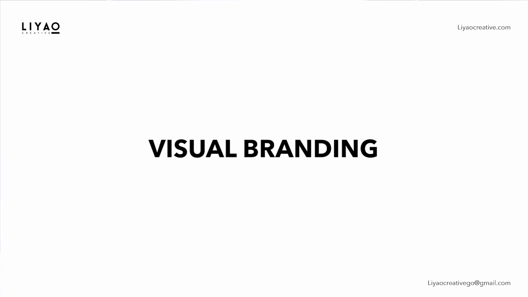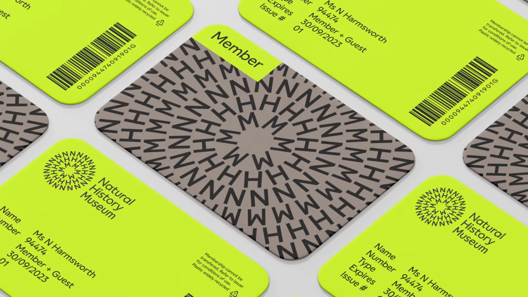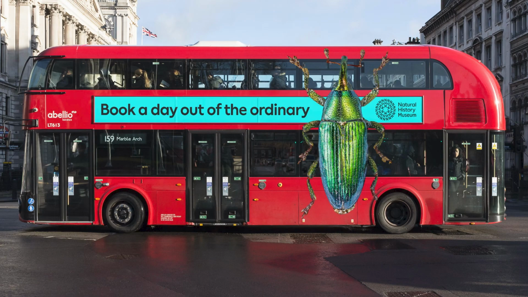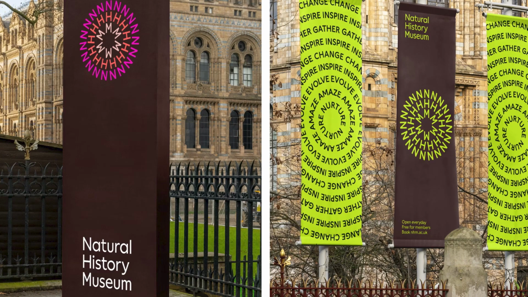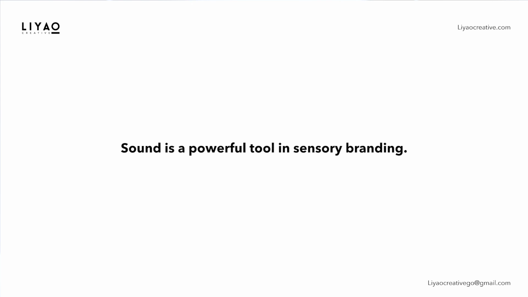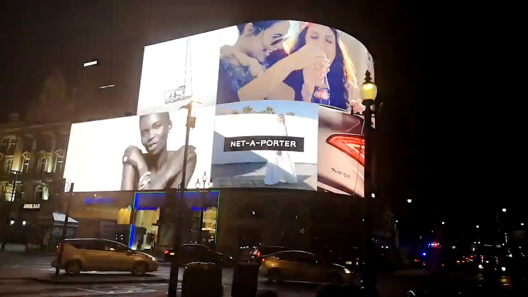Number 1, visual branding. This is the foundation of any branding strategy. Logos, colors, typography, and design elements play a crucial role in creating a visual identity that represents the brand. Number 2, auditory branding. Sound is a powerful tool in sensory branding. Brands create distinctive audio elements, such as jingles or brand anthems, that trigger instant recognition. These sounds are used in commercials, videos, and even as hold music on customer service lines.